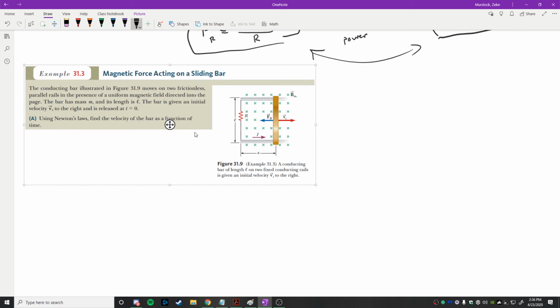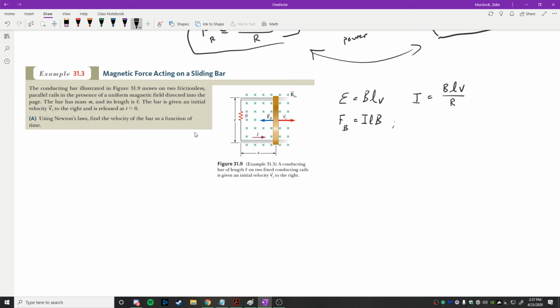So, what do we know about this? We just figured out that the EMF that gets induced in this system, and let's not worry about the negative sign, is given by B times L times V. We also learned that the current in the wire is given by B times L times V divided by R. And we know that the magnetic force acting on this object is equal to I times L times B. We can mix all those together, and as it says, we need to use Newton's laws, right?